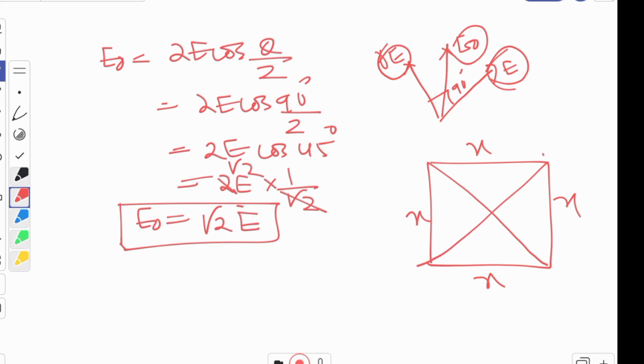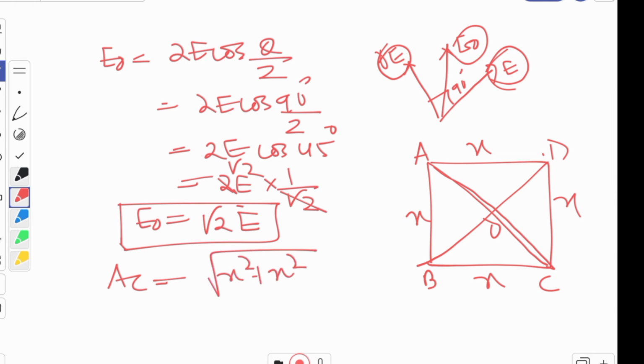Okay, I am again drawing the figure A, B, C, D, O. What is AC, children? By Pythagoras theorem, AC is the square root of x square plus x square. So it will be how much? Square root of 2x square, that means x root 2.